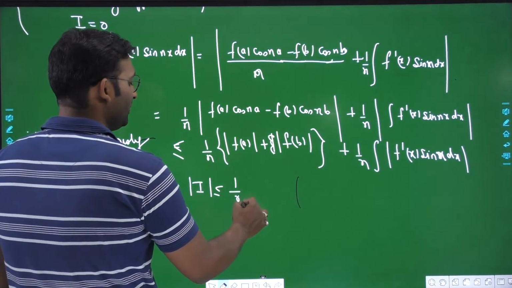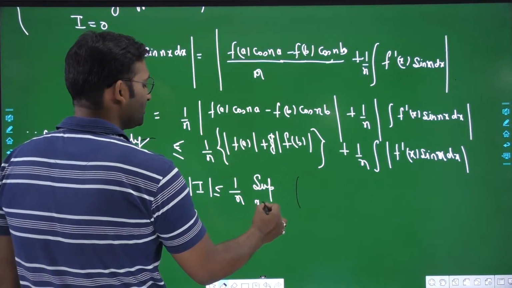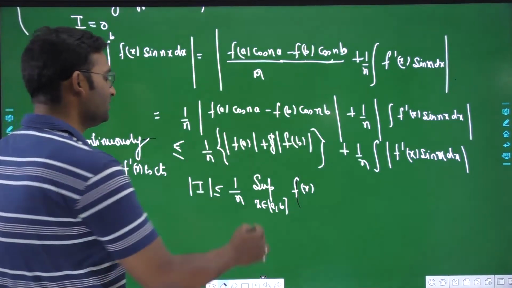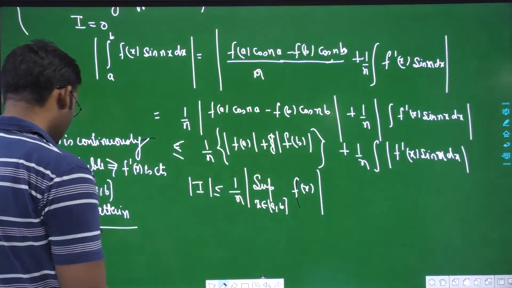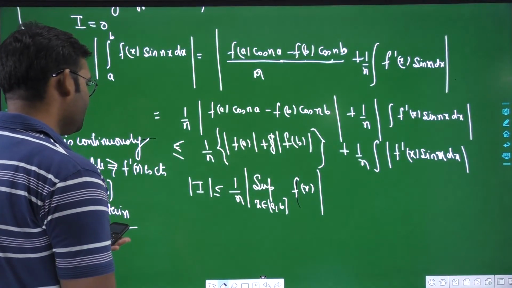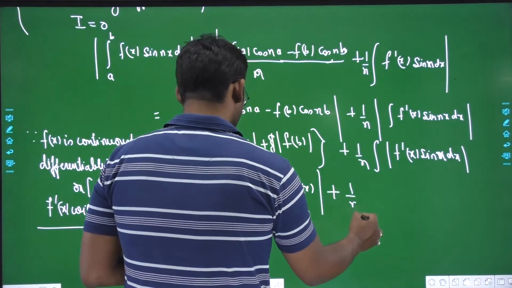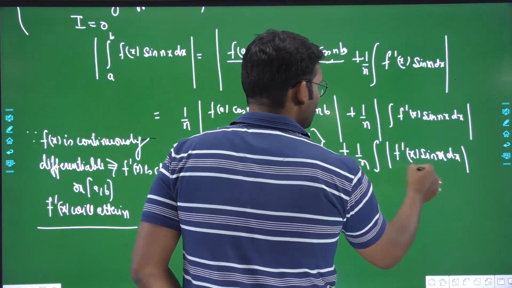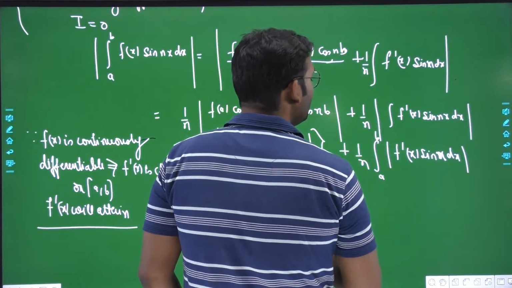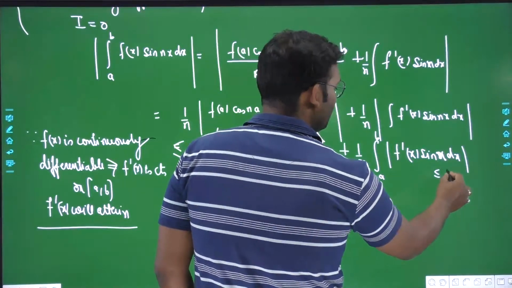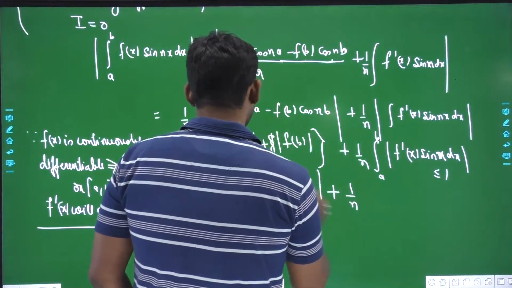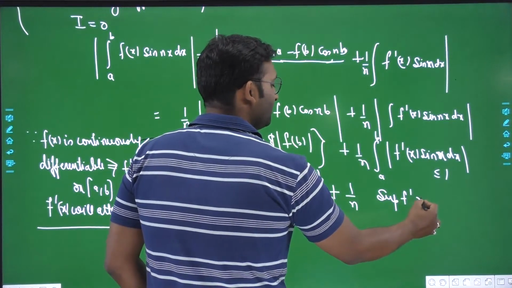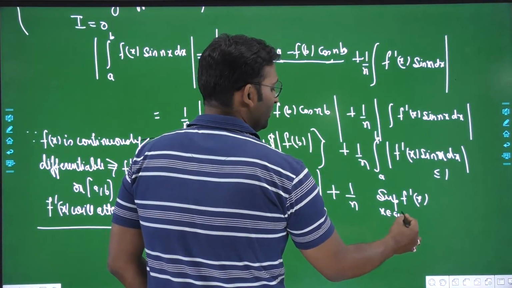I can write it as 1 upon n supremum x belongs to a comma b of f of x. So obviously, this will be less than or equal to supremum of f x, x belongs to a comma b, plus, now here you have 1 upon n and integral sine x times f dash x, integrating from a to b. Sine x modulus is less than or equal to 1 and f dash x modulus can be replaced by supremum of f dash x, x belongs to a comma b.